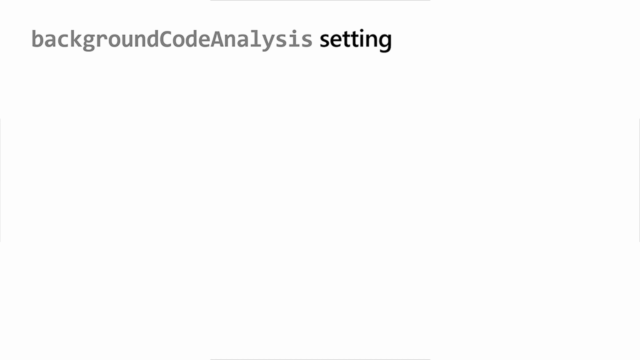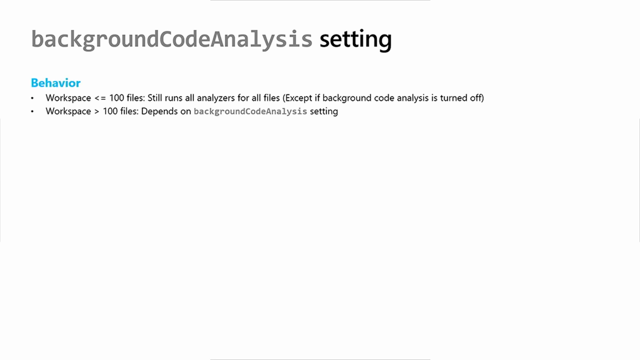And you can customize this using the background code analysis setting. This is a new setting that we have added. The current behavior is that if you work with a workspace that is smaller than 100 files, so small workspaces, then we run all the code analysis for all files, unless you have it disabled. But if you are working with workspaces that have more than 100 files, then you use the background code analysis setting to define that behavior.